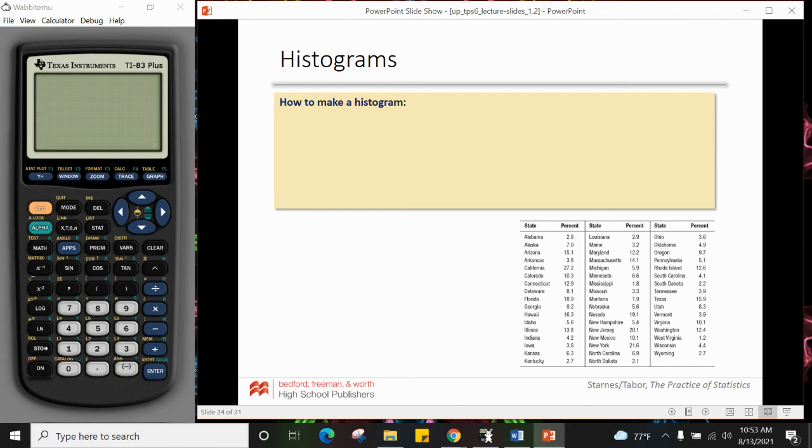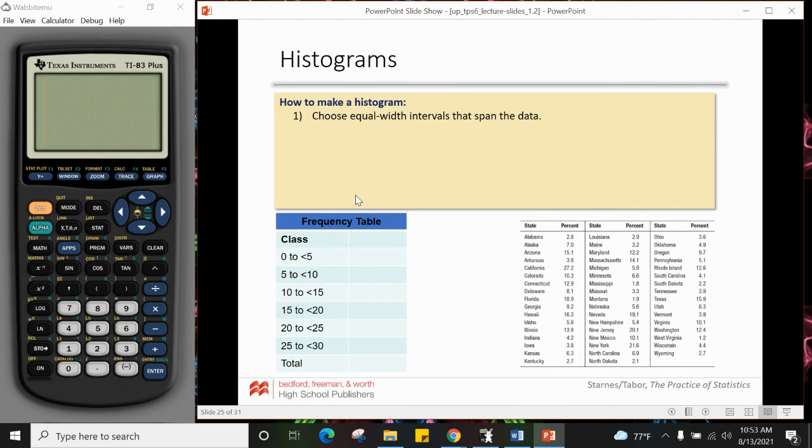So, how to make a histogram. Choose equal width intervals. That's a big thing. They do have to be equal width. So we're going to go here, by fives. Make a table that shows the frequencies or relative frequencies. Remember, frequencies would be counts, and relative frequencies would be a proportion or a percentage.